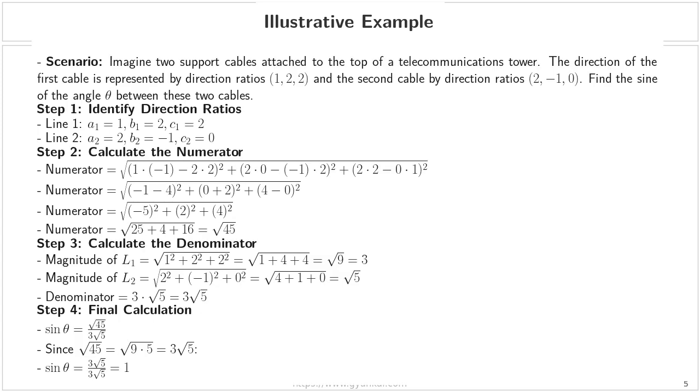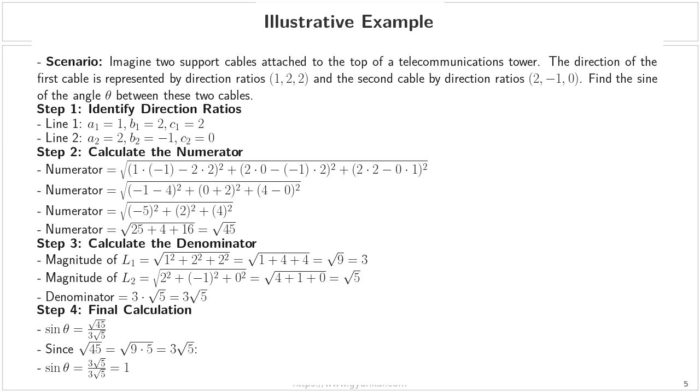Step 4. Finally, we perform the division. We have the square root of 45 divided by 3 times the square root of 5. We can simplify the numerator because the square root of 45 is equal to the square root of 9 times 5, which is 3 times the square root of 5. When we divide 3 times the square root of 5 by 3 times the square root of 5, the result is exactly 1.